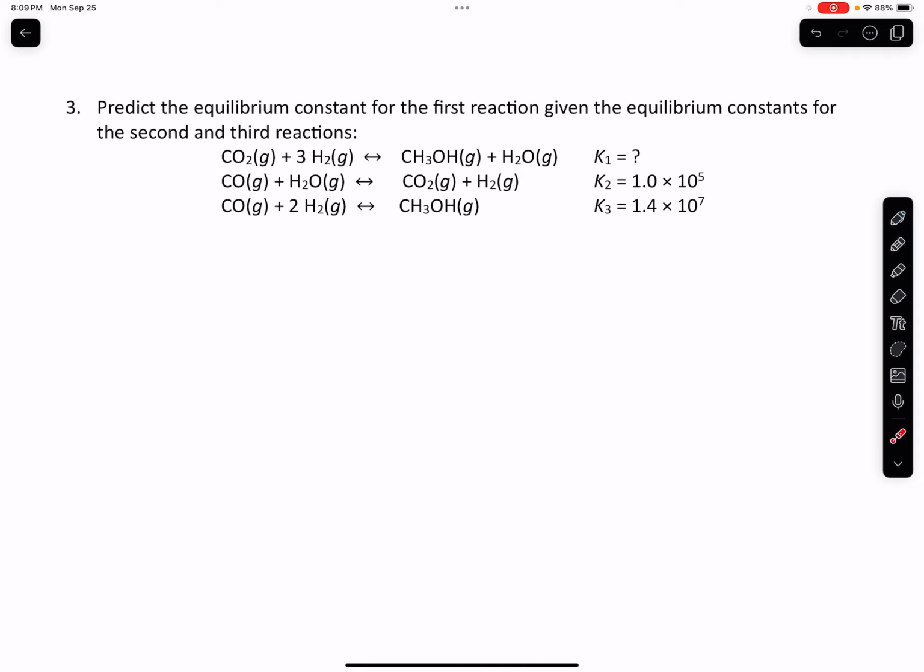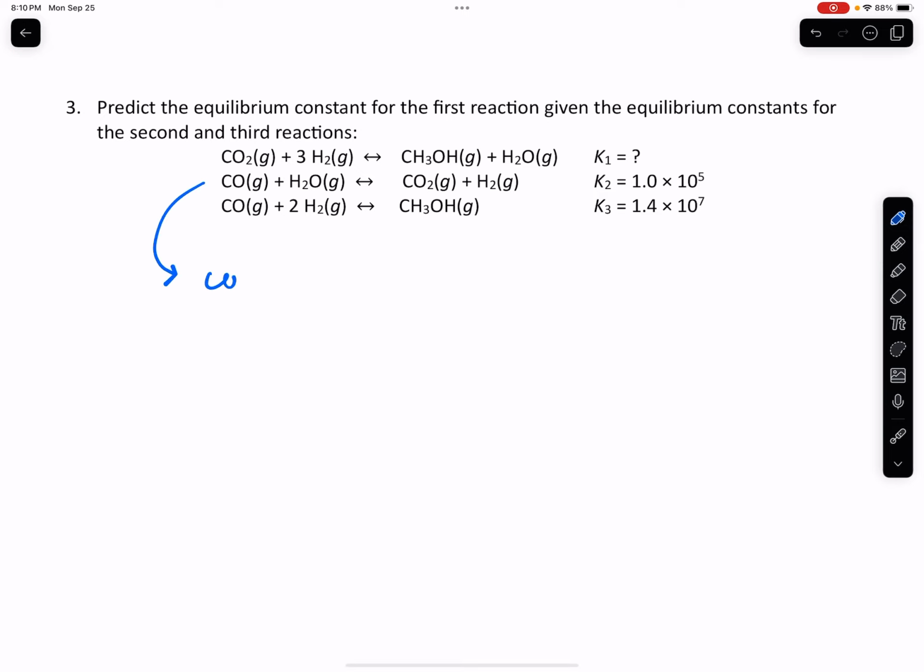Just by inspection, you can see that in the output reaction, the first reaction out here, you have carbon dioxide and hydrogen on the left-hand side, or the reactant side. It turns out in the second reaction, you actually have those same two reactants on the right-hand side. And so that means the first thing you need to do is flip this reaction around. You need to make the reactants the products and the products the reactants. So that's the first thing we're going to do out here.